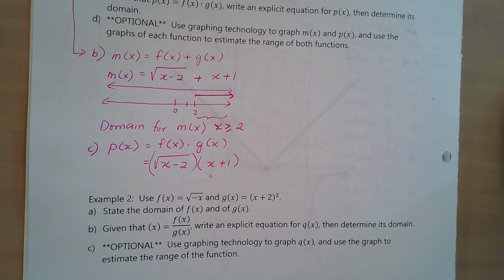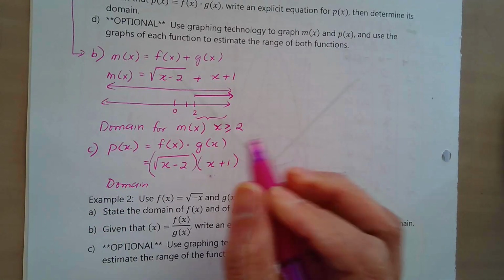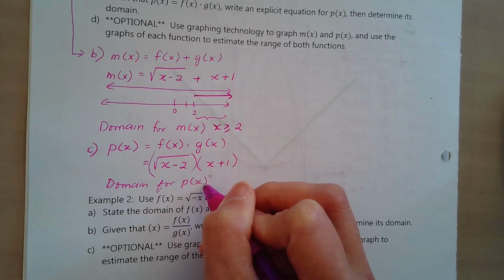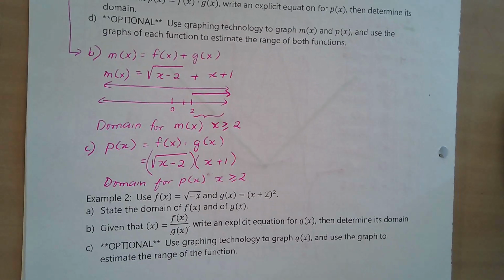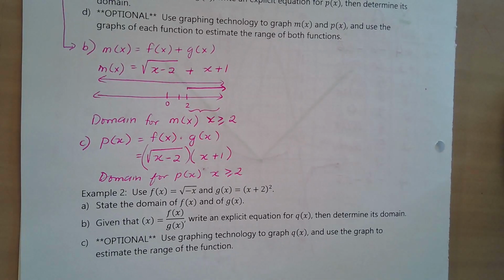Now what's the domain for that one as well? So for p of x, x has to be greater than or equal to 2 as well. Okay, is that good?